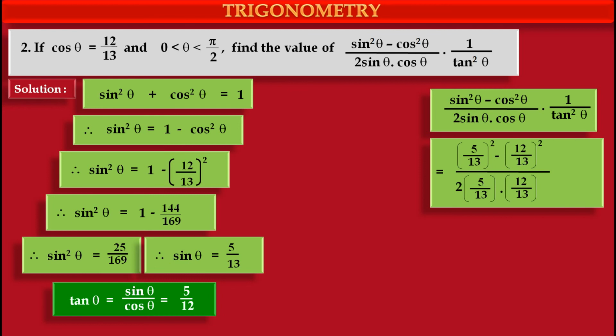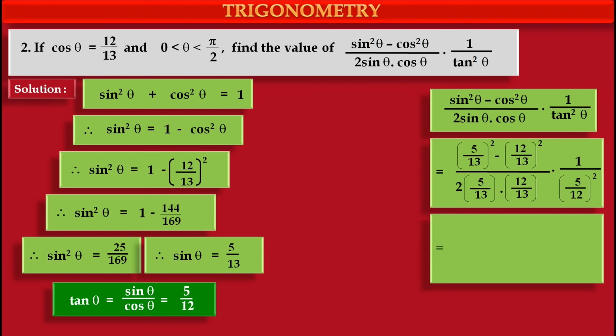Now we have to substitute the values. 2 into sin theta, that is 5 upon 13, into cos theta, that is 12 upon 13, into, in the second factor, 1 upon tan square theta, that is 1 upon the value of tan theta, as we know 5 upon 12, so 1 upon (5 upon 12) whole square.